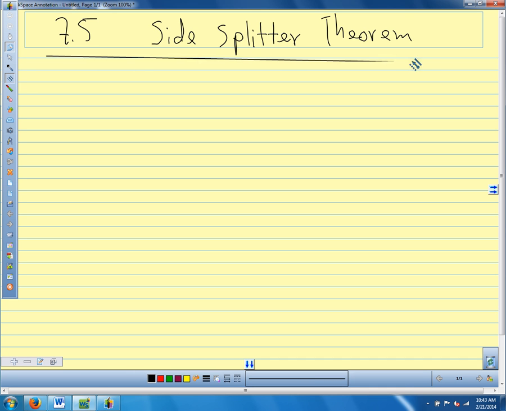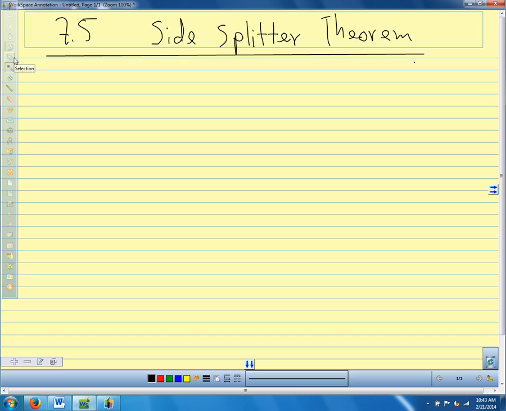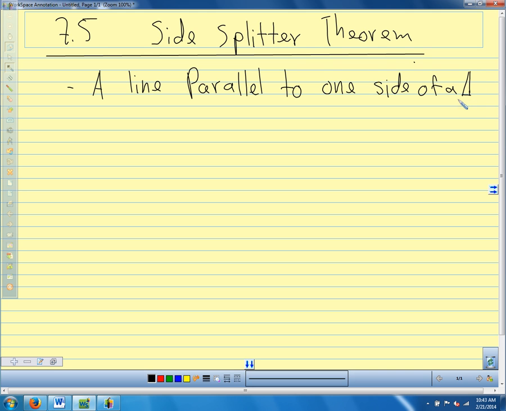So the side splitter theorem is related, not a little bit, it's related to mid-segments. We talked about triangle mid-segments before. The side splitter theorem is kind of related to mid-segments. So what we're going to say for our theorem is a line parallel to one side of a triangle divides the other two sides proportionally.